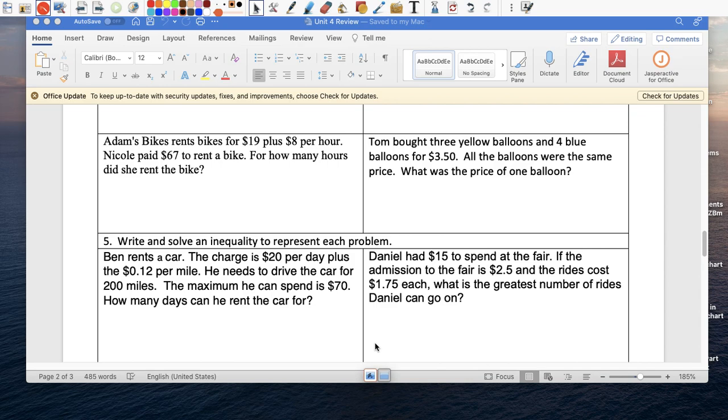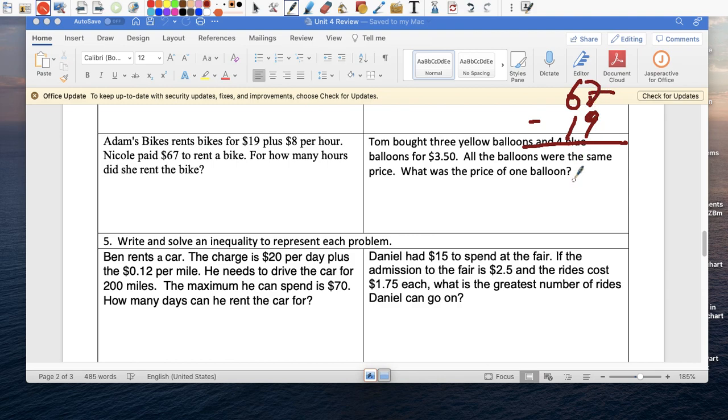Okay, so Adam rents bikes for $19 plus $8 per hour. He paid $67 to rent the bike. How many hours did he rent the bike? So just to rent the bike, you have to pay $19. And then on top of that, you pay $8 per hour. So Nicole paid 67, right? So think about it. Out of the 67, 19 was just the bike rental.